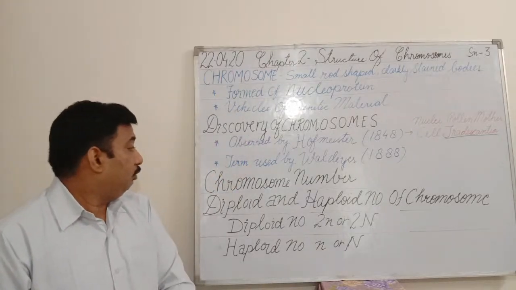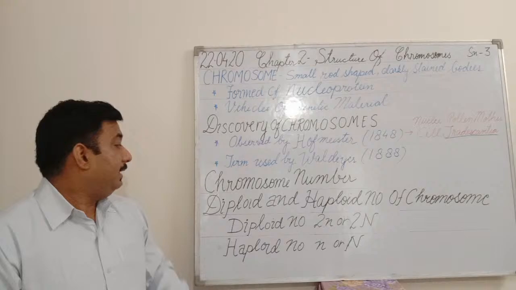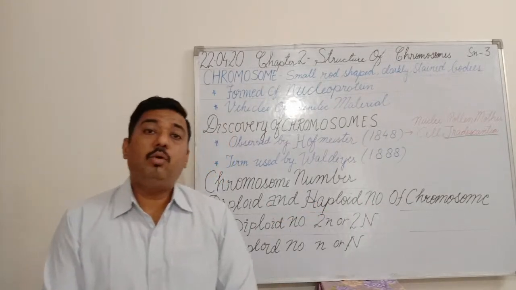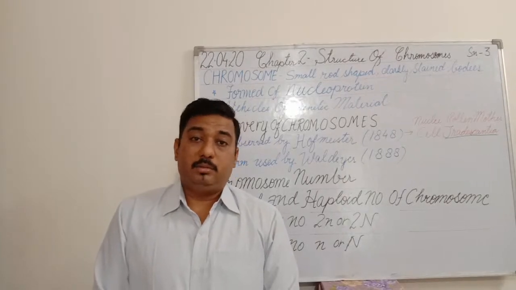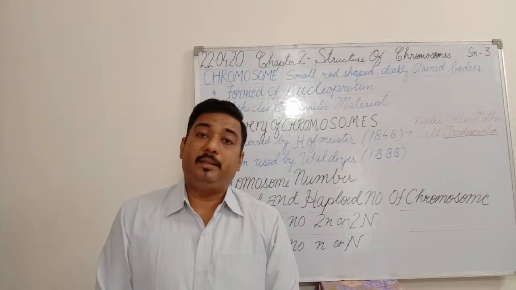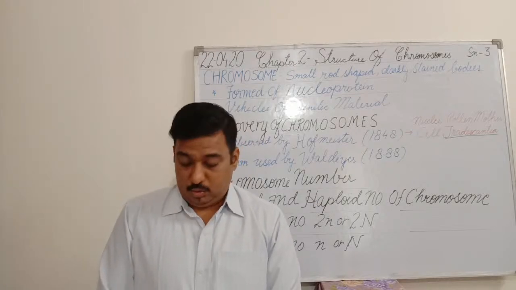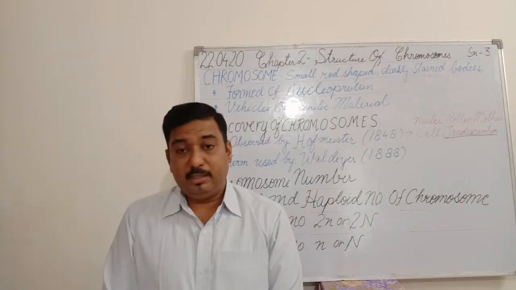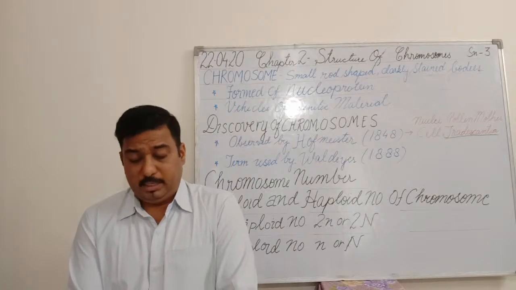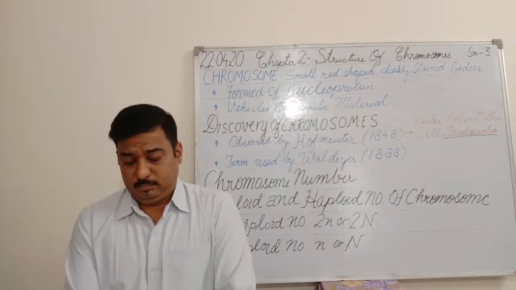Now we will be moving to the next topic, that is diploid and haploid number of chromosomes. You already know about diploid and haploid number of chromosomes, which was explained in the last class. So we will be moving further with the same explanation. First of all, we will see what a diploid number of chromosomes is.